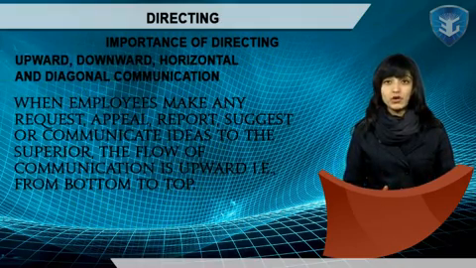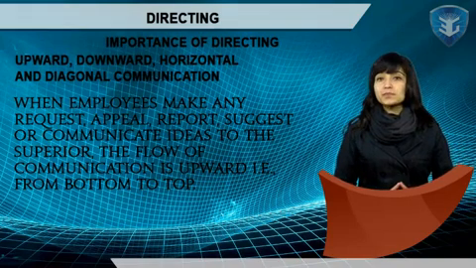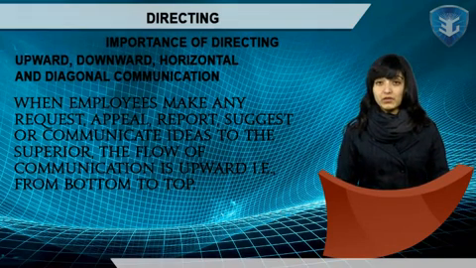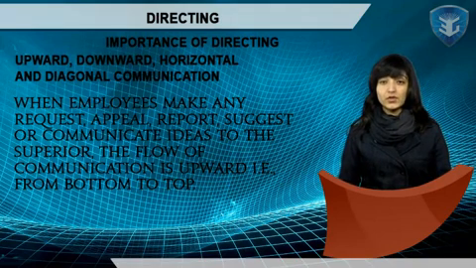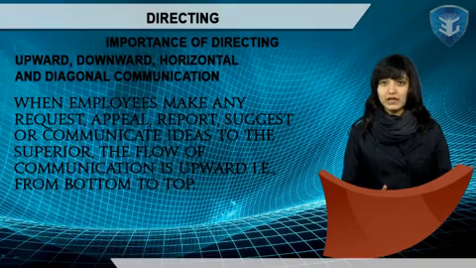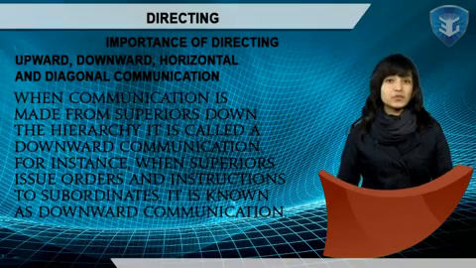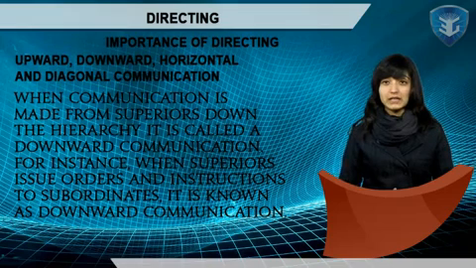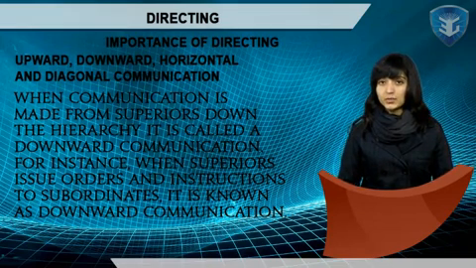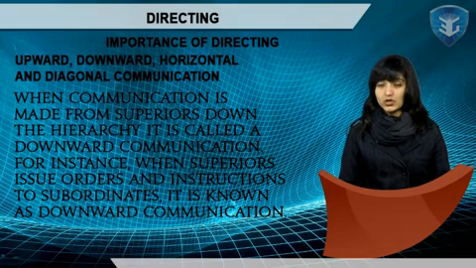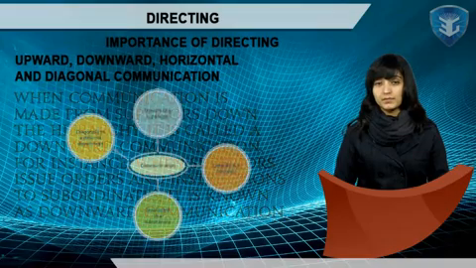Upward, downward, horizontal, and diagonal communication. When employees make any request, appeal, report, suggestion, or communicate ideas to the superior, the flow of information is upward, that is from bottom to top. When communication is made from superiors down the hierarchy, it is called downward communication. For instance, when superiors issue orders and instructions to subordinates, it is known as downward communication.